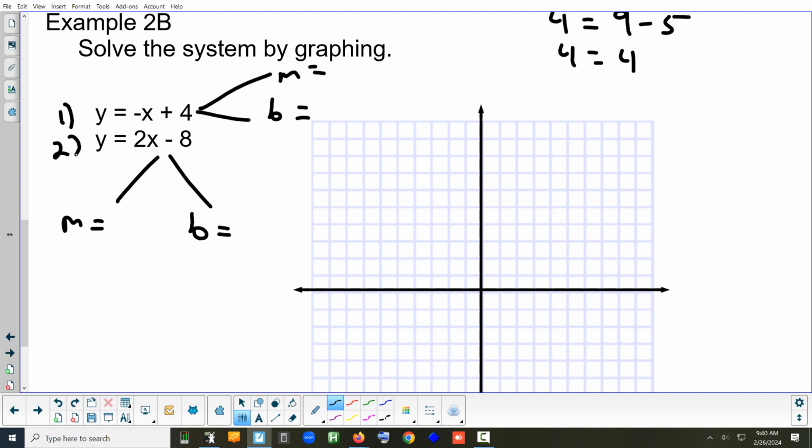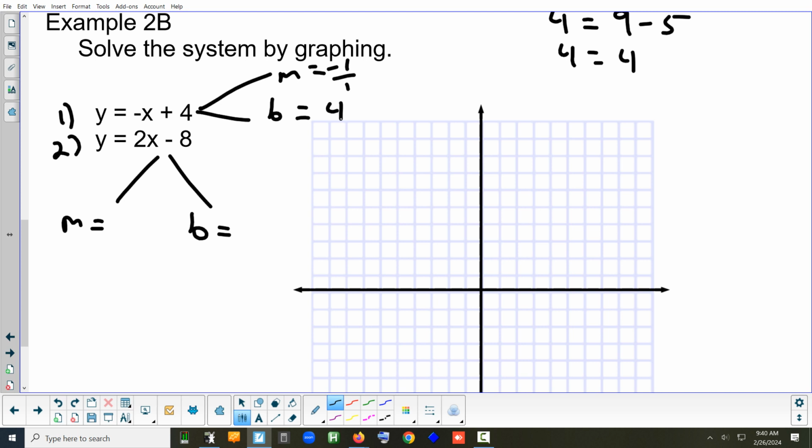Yeah, 2x. So equation 1, the top one. Remember, slope is just a number. Negative 1 over 1. I'm going to write it as over 1 just to make it a fraction. And what's the y-intercept? 4.